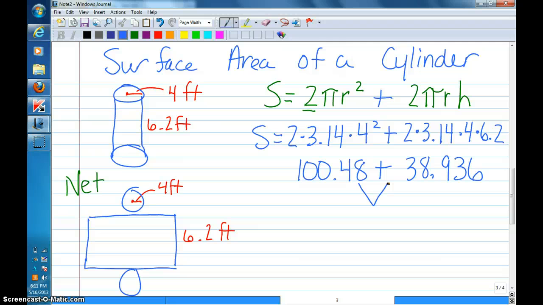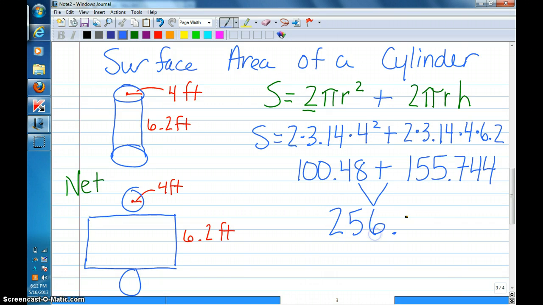Oops, I forgot something in my math there. I forgot the 4. So 2 times 3.14 times 4 times 6.2. There we go. 155.744. Now I can add 100.48 to that. So my final answer, 256.224. Let's see, this is like example 3. Round to the nearest tenth, so 256.2. My label is feet squared because it's area.